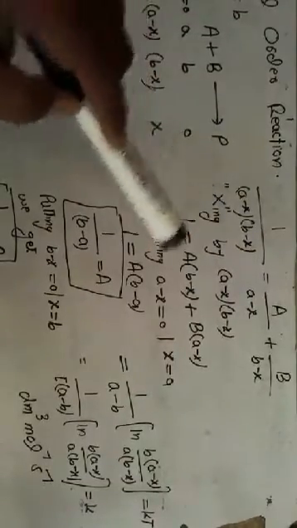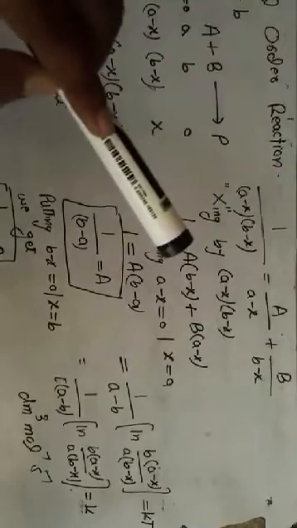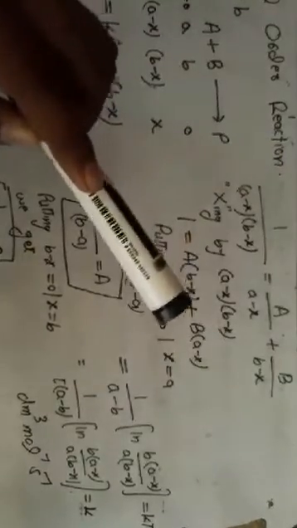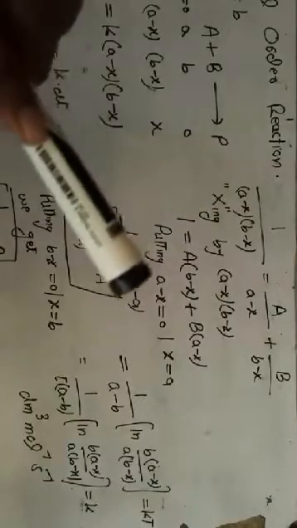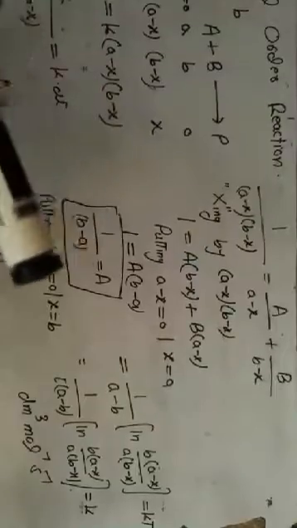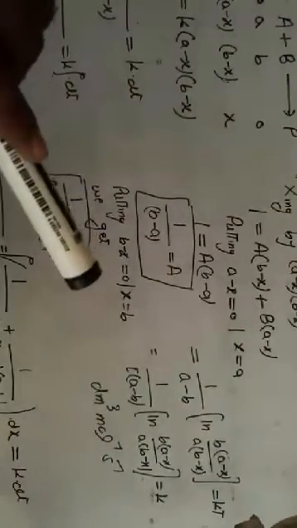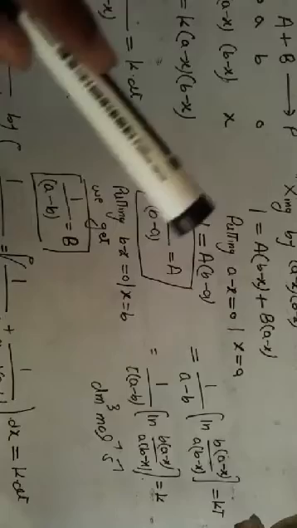So multiplying the whole equation by A minus x and B minus x, we get 1 is equal to A into B minus x plus B into A minus x. Putting A minus x equal to 0, or x equal to A, in this equation, we get the value of A. The value of A will be 1 over B minus A. Then when we put B minus x equal to 0, or x equal to B, in the upper equation, we get the value of B. The value of B will be 1 over A minus B.